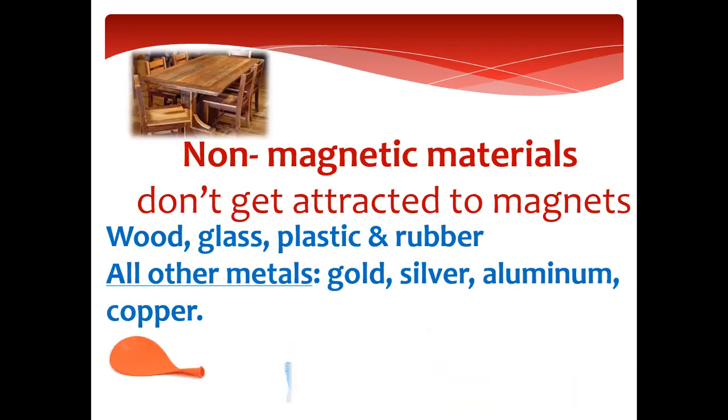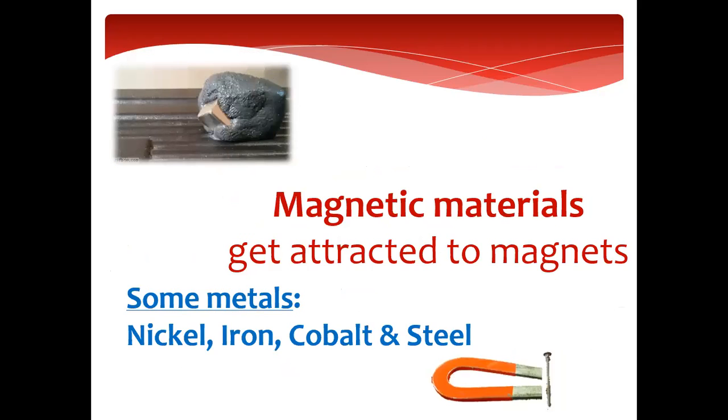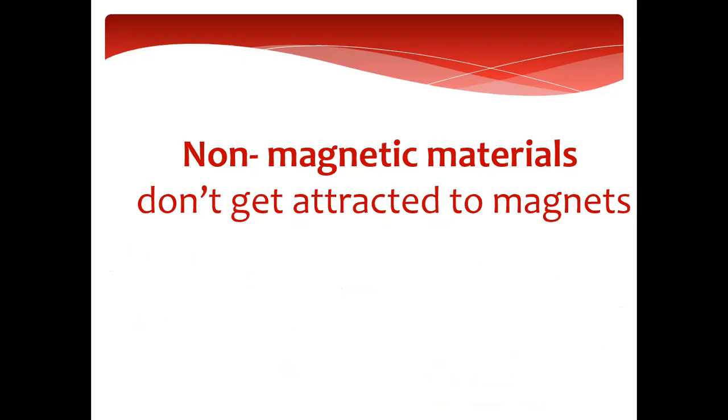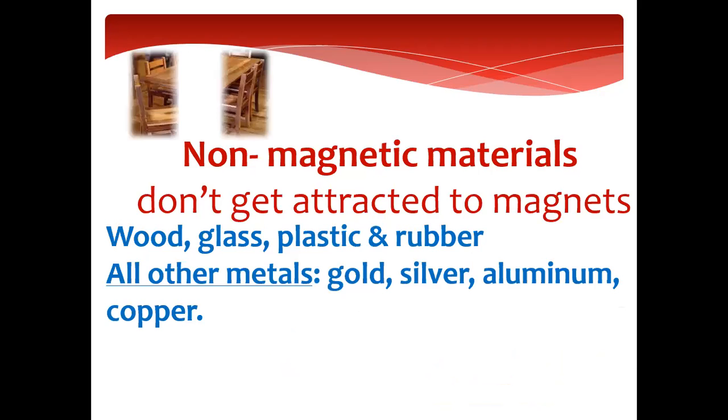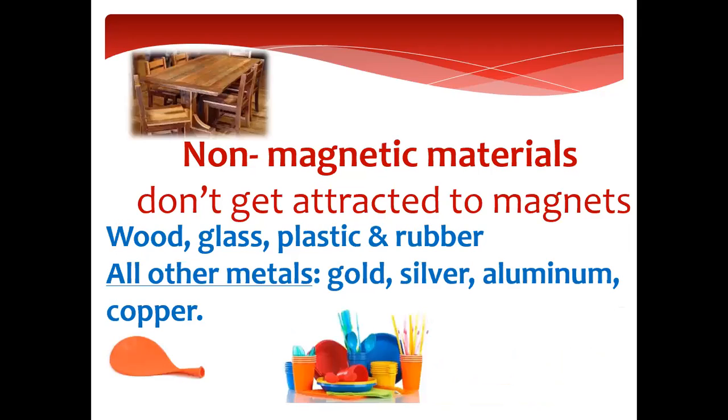Okay? So again, magnetic materials are the materials that are attracted to the magnet and stuck to it. Like some metals, which are nickel, iron, cobalt, and steel. Non-magnetic materials will not be attracted or stuck to the magnet. Like wood, glass, plastic, rubber, and all other metals other than the magnetic ones, like gold, silver, aluminum, and copper. Okay, I got you the examples which were in your homework, because you were mixed up.